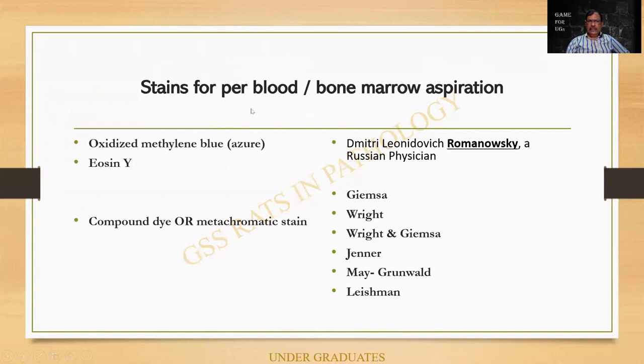What are the stains for the peripheral blood and the bone marrow aspiration? These are called Romanovsky stains, after Romanovsky, who was a Russian physician. They are called compound dyes because they contain two ingredients: one is eosin, another is methylene blue. That is why you get two different colors in a smear. It is metachromatic because one component stains one thing and the other stains another. And these are all the various Romanovsky stains.